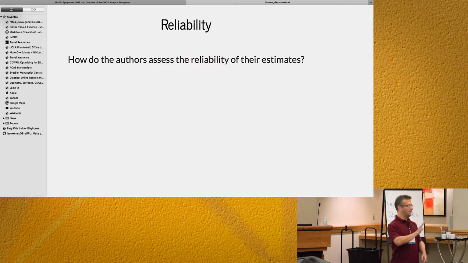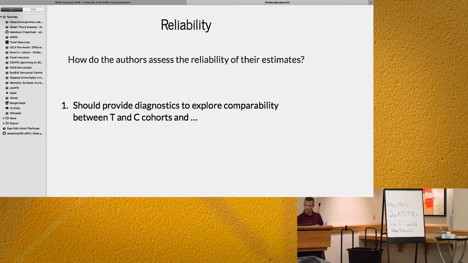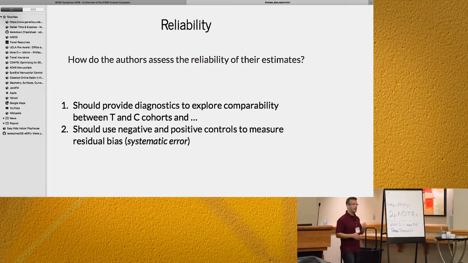So let's lump these difficulties into residual bias or systematic error. What type of approaches here were taken to ask, is this a reliable estimate? We have an observational study. Is it really an unbiased estimate of the causal effect? So what was done? They certainly looked at comparability between the target and comparator cohorts. That's very important. They provided some diagnostics for that.